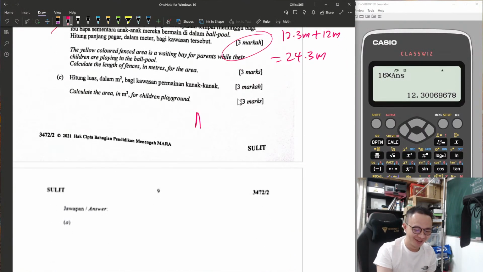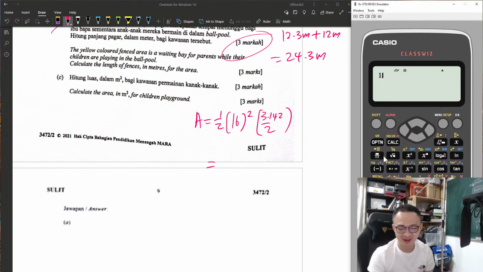Half r squared. My r is 16 squared. Theta is 90 degrees, which is pi over 2. But for pi, you want to use 3.142, right? You just type everything and get 3 marks. I thought this question was going to be very hard, but surprisingly easy.